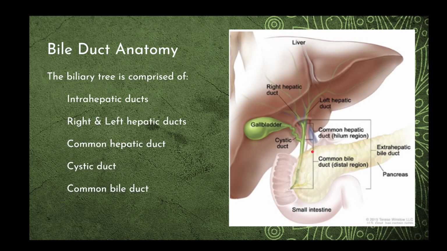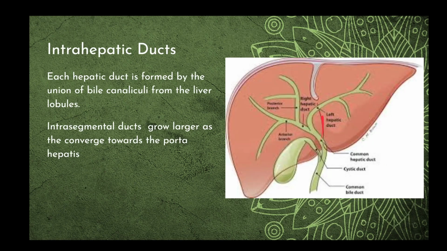So let's take a little bit closer look at these pieces individually. So again, we have the intrahepatic ducts. Remember that they are draining from within each of the liver segments. You can't read these very well, but we have the anterior branch and the posterior branch. So they are named similarly to the portal veins. Those then are going to continue converging together till we get to a right and a left hepatic duct.